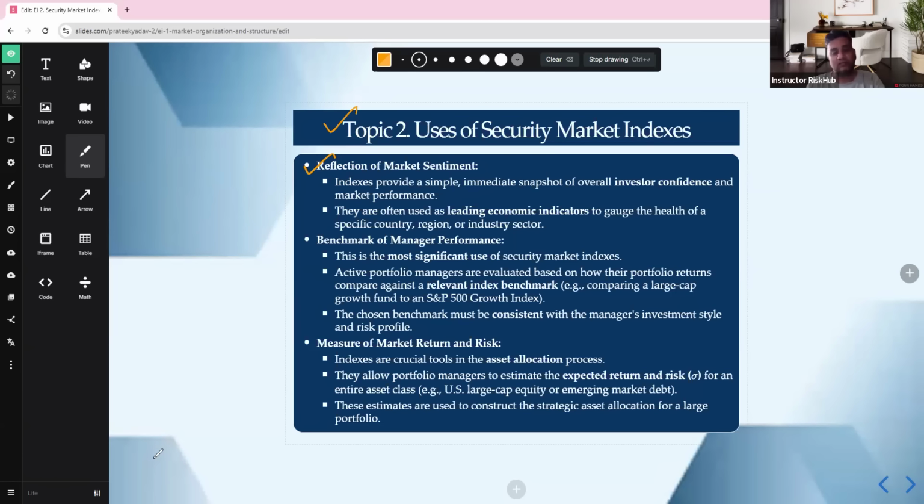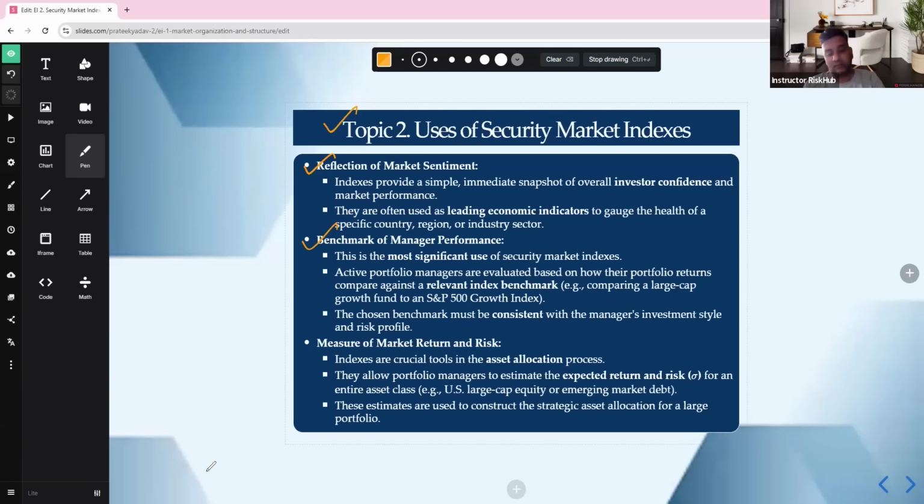Real world intuition: when Nifty or S&P 500 goes up, media says markets are bullish, or when they go down, media says markets are bearish. That's exactly one of the uses. Then we have benchmark of manager performance, a very important use. This is the number one exam favorite also. Active managers are judged versus the benchmark.